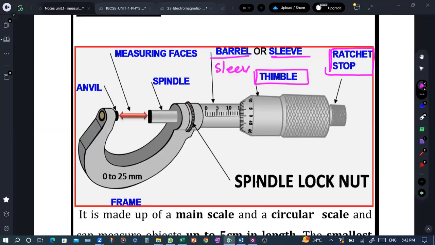Yes, Yusra? Sir, will these diagrams come in paper?